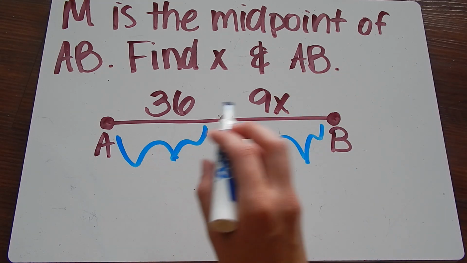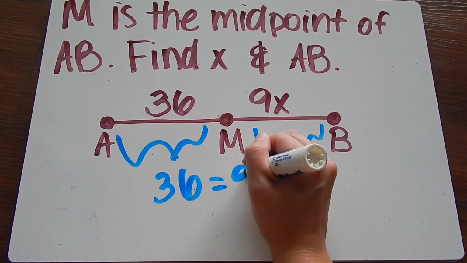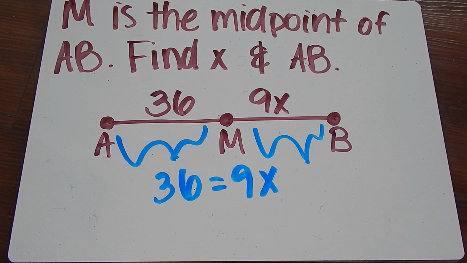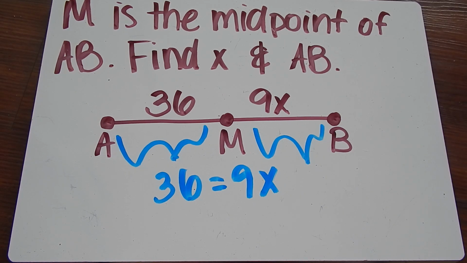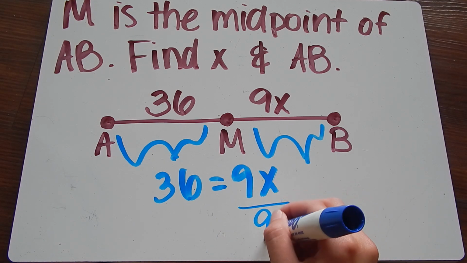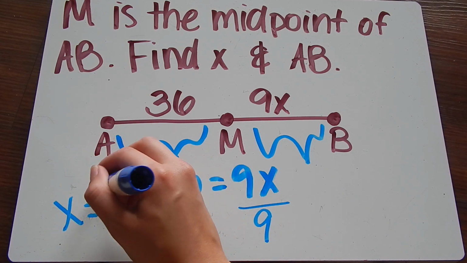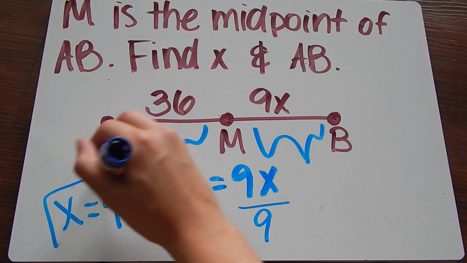So I have my two side lengths and I can just set them equal to each other to find X first. Remember, we can only do this because it tells me that M is the midpoint, which means M cuts this line in half. Now to solve for X, I just want to get X by itself, so I divide both sides by 9. And I have X equals 4.